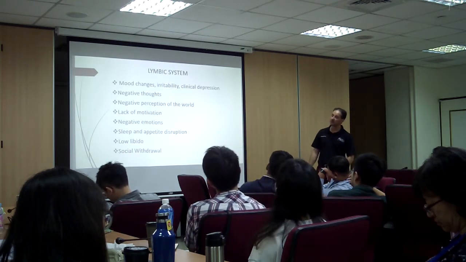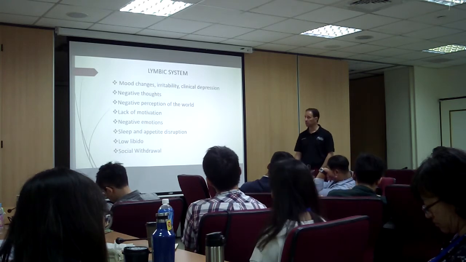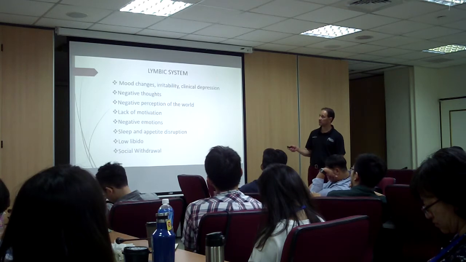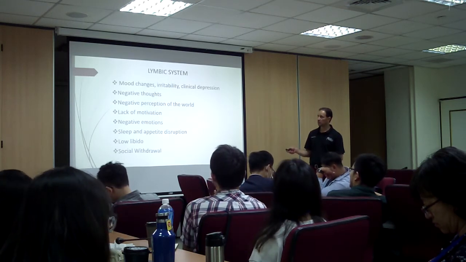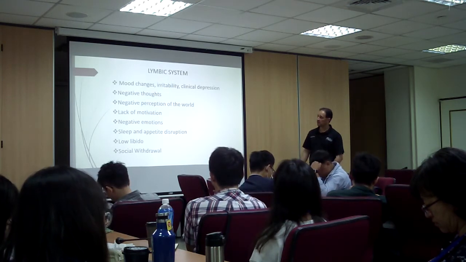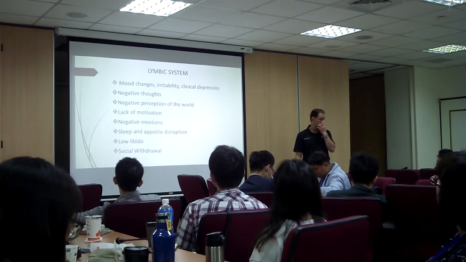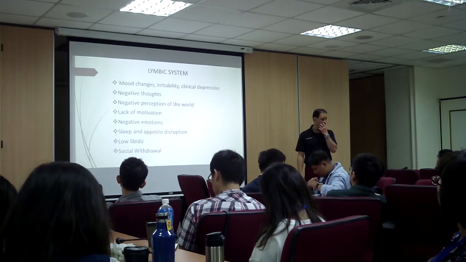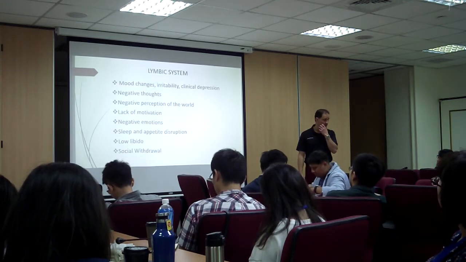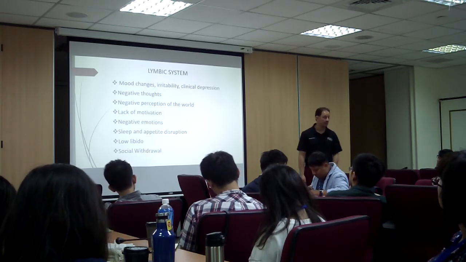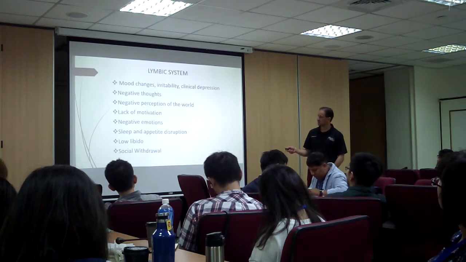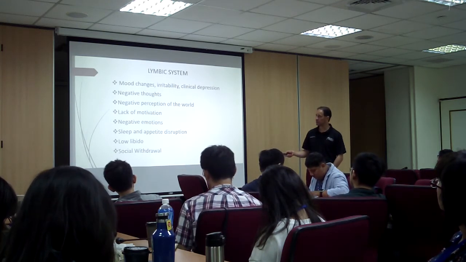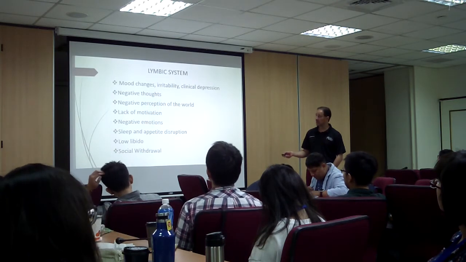So what happens if our limbic system is not working the way we want it to? We have mood changes, we have clinical depression, we have irritability, we're flooded with negative thoughts all the time. Life is hard, very stupid, it's not fair, the world's gonna end, I should just die because it's not worth it, things like that. A negative perception of the world, lack of motivation, negative emotions, a sleep and appetite disruption.